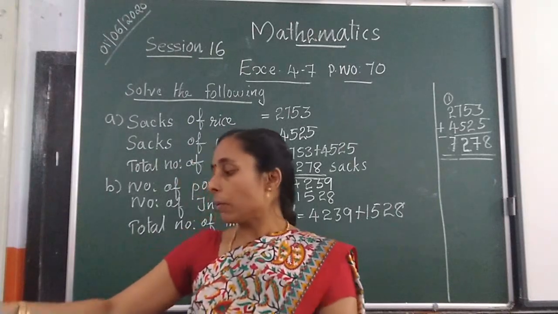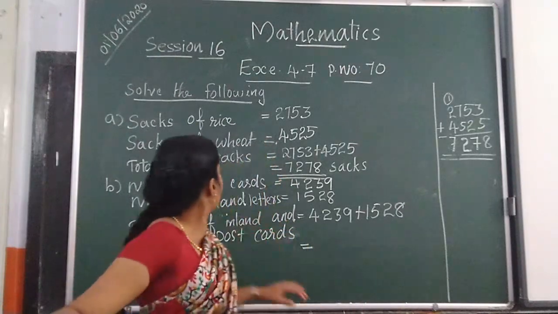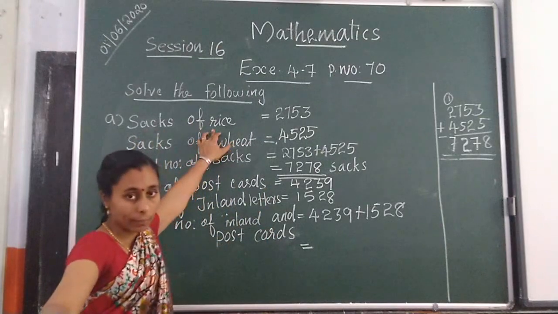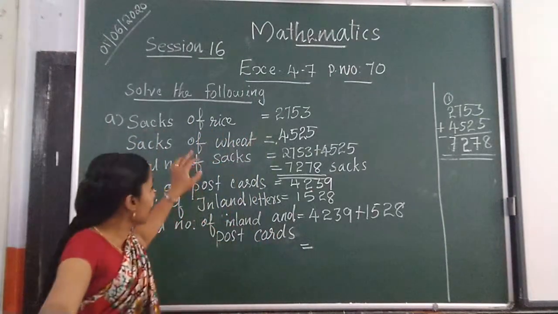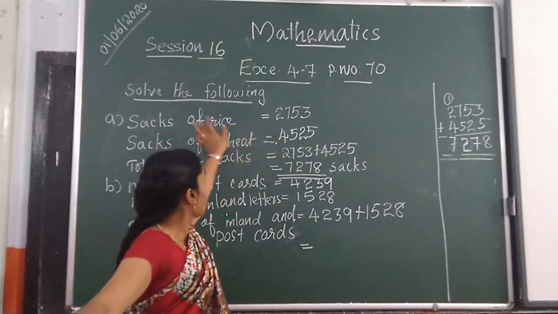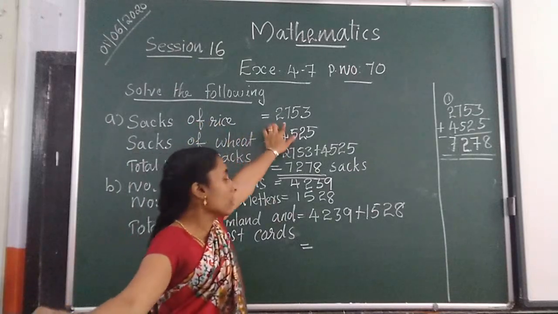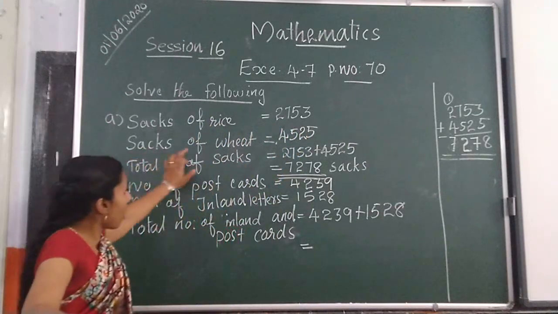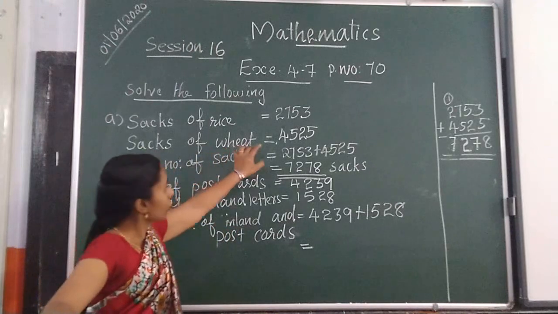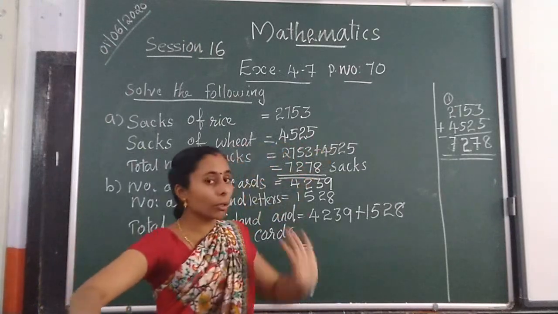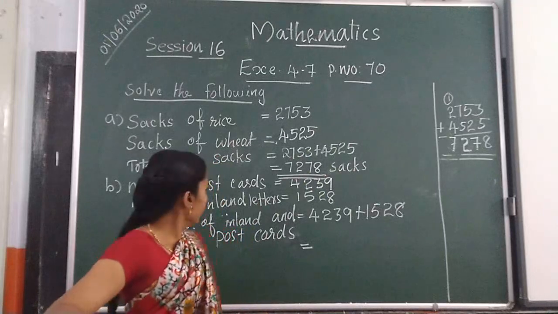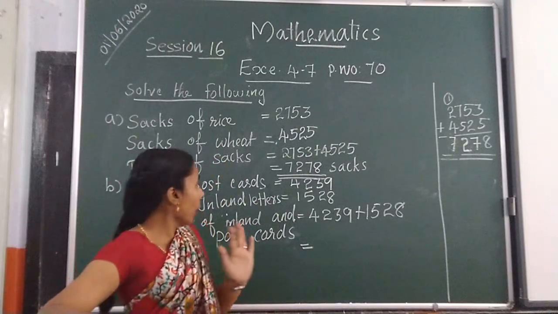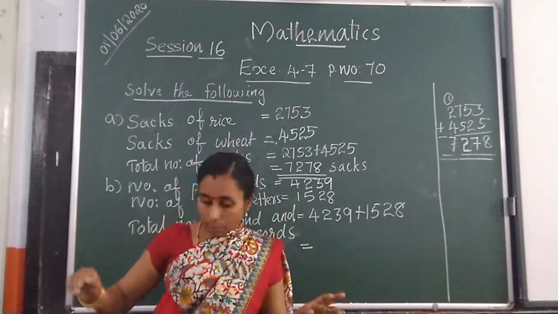Okay. So, what is the first statement we can write? Sacks of rice. How many sacks of rice are there? 2753. Next one, sacks of wheat: 4525. Okay, then total number of sacks. How can we find the total number of sacks?